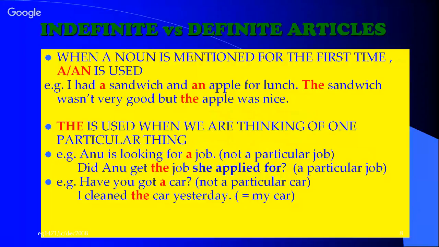Indefinite versus definite articles. When a noun is mentioned for the first time, a or an is used. So modalne sathi use madavaga a athava an balustivi. I had a sandwich and an apple for lunch. The sandwich wasn't very good, but the apple was nice. So nanu lunch ge ond sandwich matte ond apple use made. One sandwich, one apple anta helide. So a sandwich, an apple.